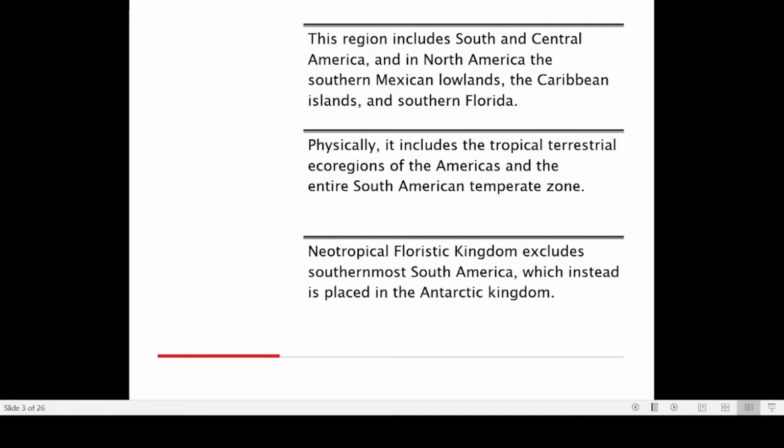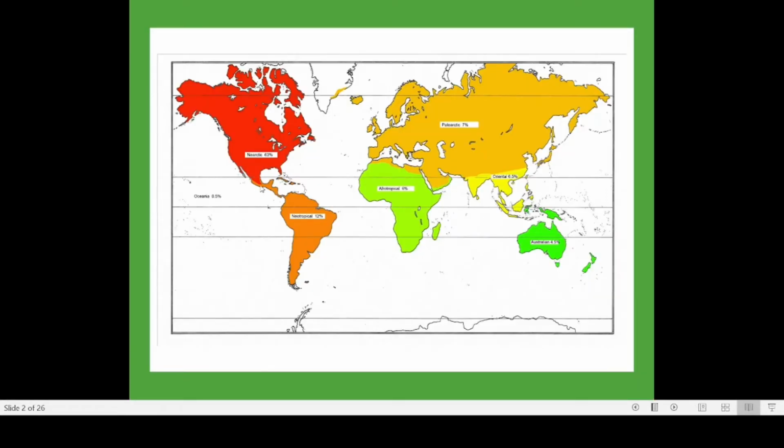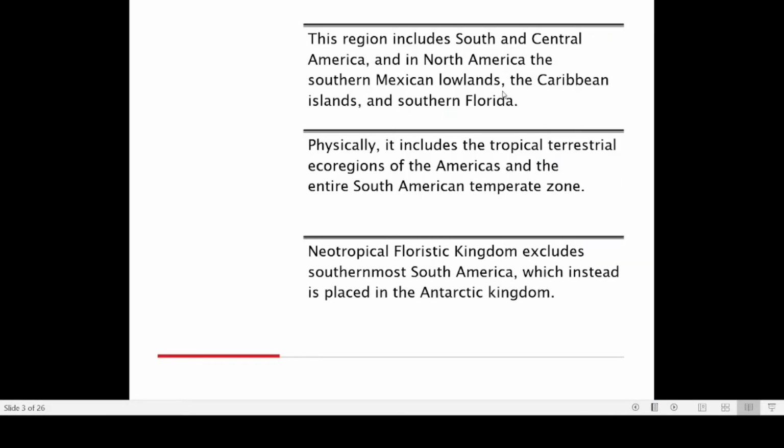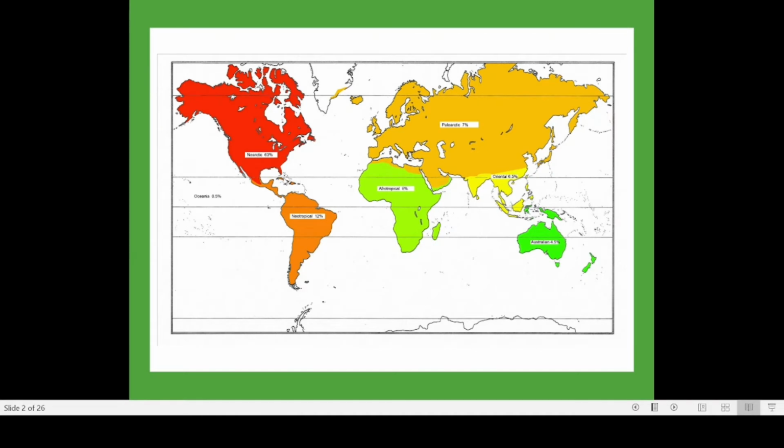Then the second region is the southern Mexican lowlands. If you look at the map, you can see that this part is Mexico. The southern region of Mexico is mostly a low-lying region. That is why it is known as the southern Mexican lowlands. Then the next region which is included is the Caribbean islands. Here you can see that these are the Caribbean islands.